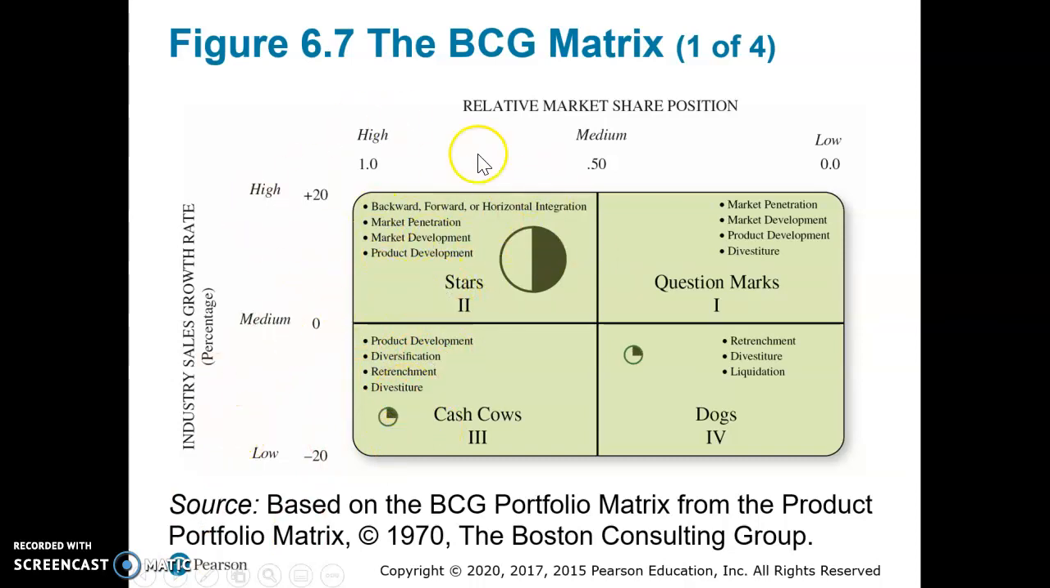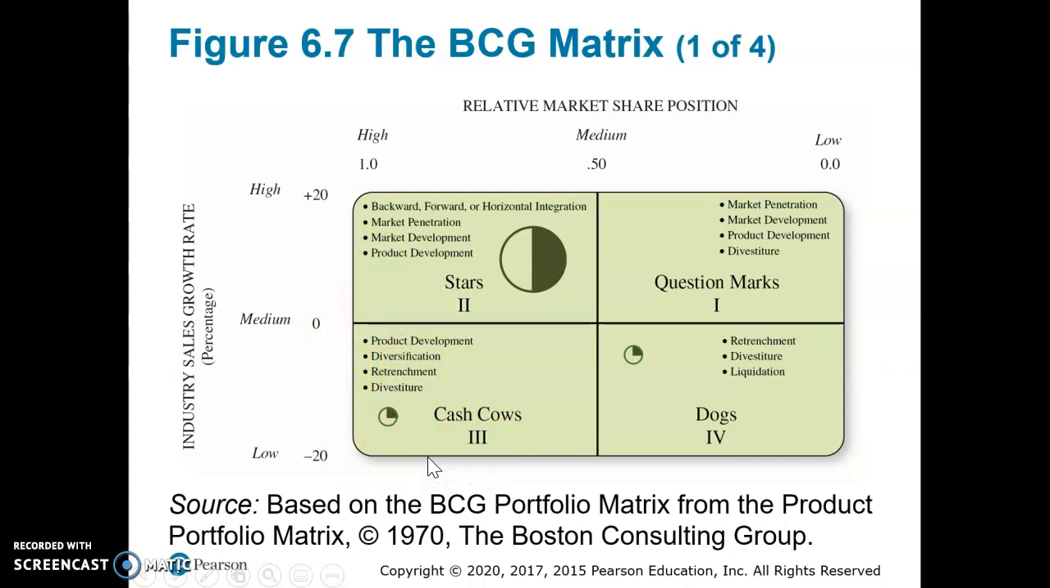Stars are great. Stars are relatively high market share and relatively high sales growth. With stars, we want to invest in them, okay? And there's some different strategies you can take with stars: backward, forward, horizontal integration, market penetration, market development, or product development, okay? Just something I want to say with cash cows, they call them cash cows because you want to milk them.